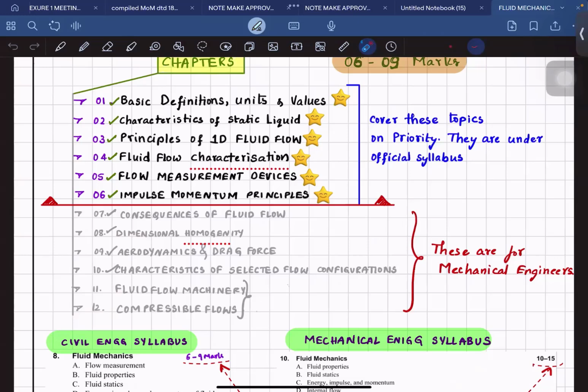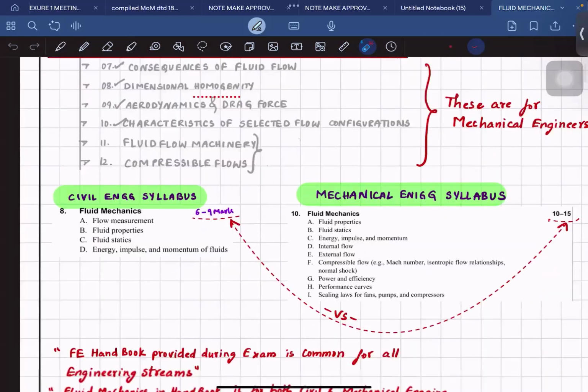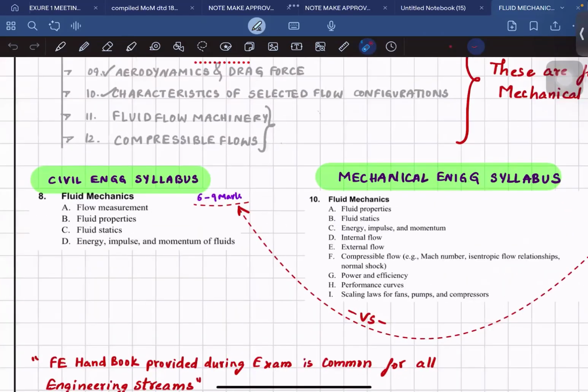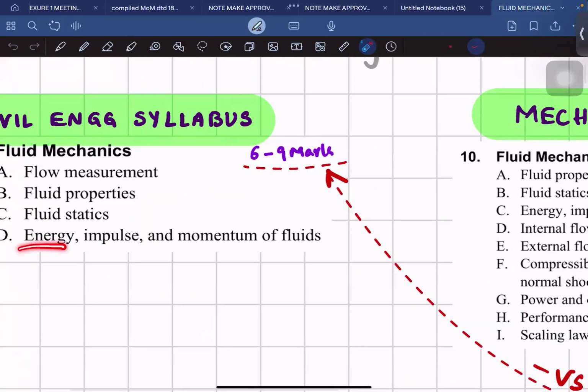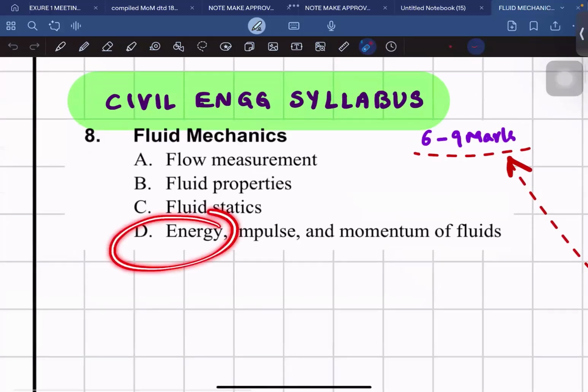As I said, the topics in the handbook are common for chemical engineers, mechanical engineers, and civil engineers, and so on. But for our civil engineers, we have only these topics: flow measurement, fluid properties, fluid statics, energy, impulse, and momentum. What is this energy? We have seen that there will be total energy, a combination of potential, kinetic, and pressure energies.